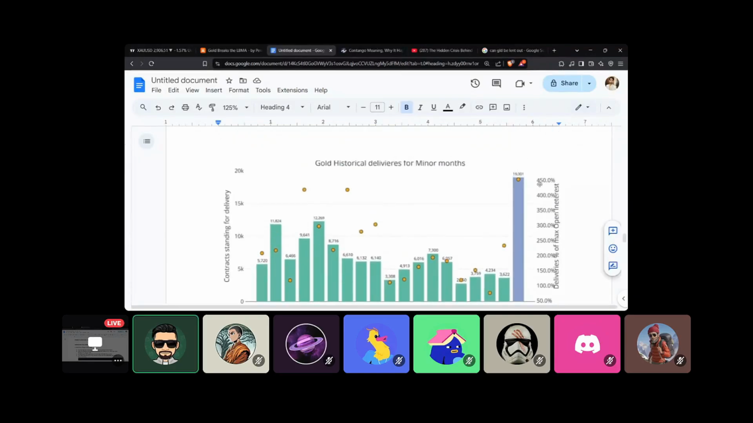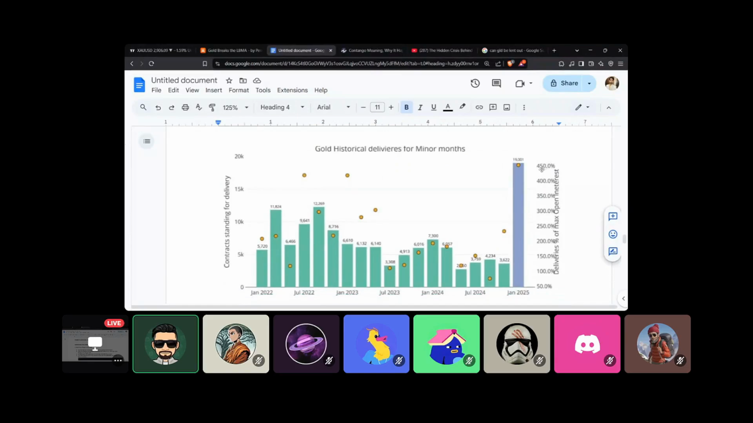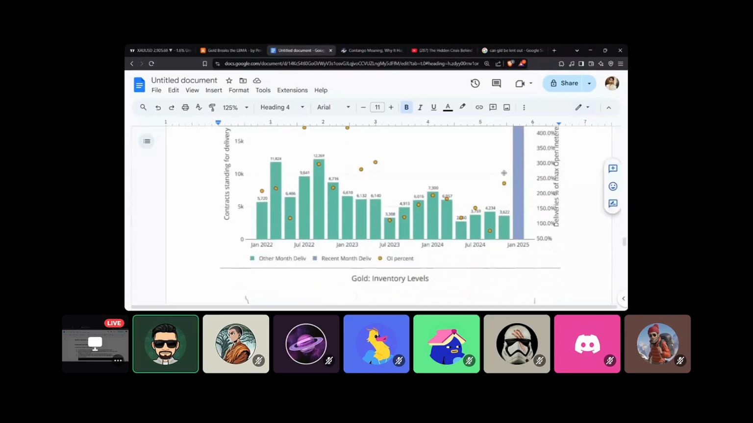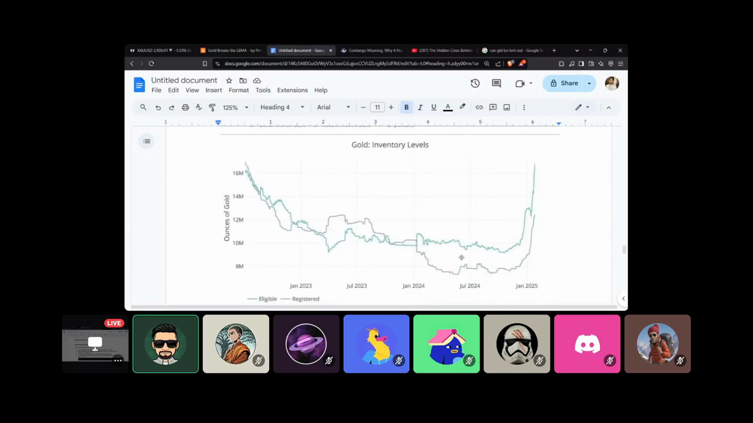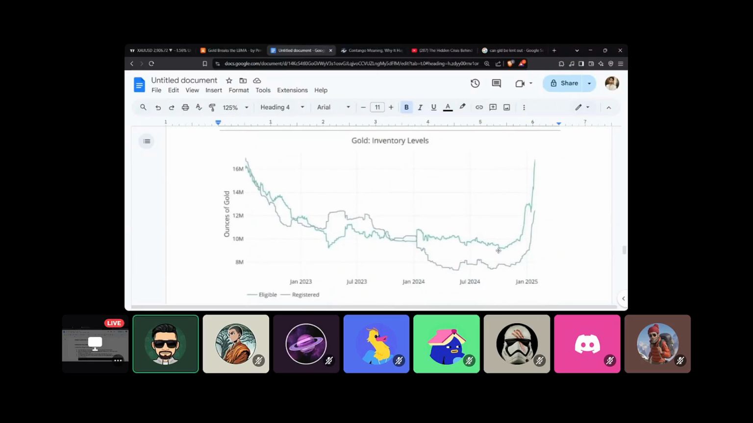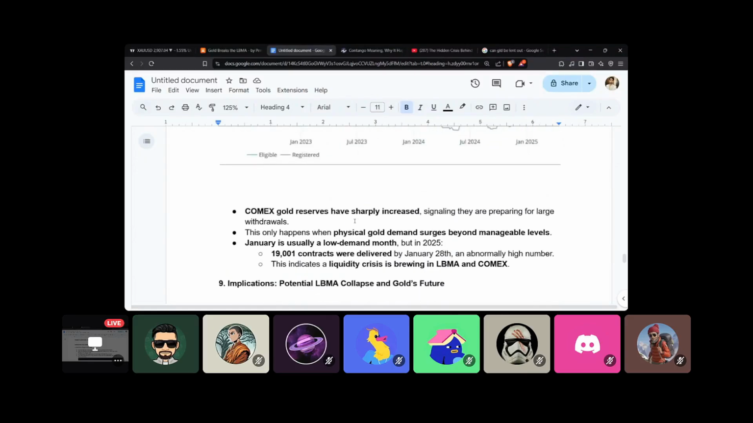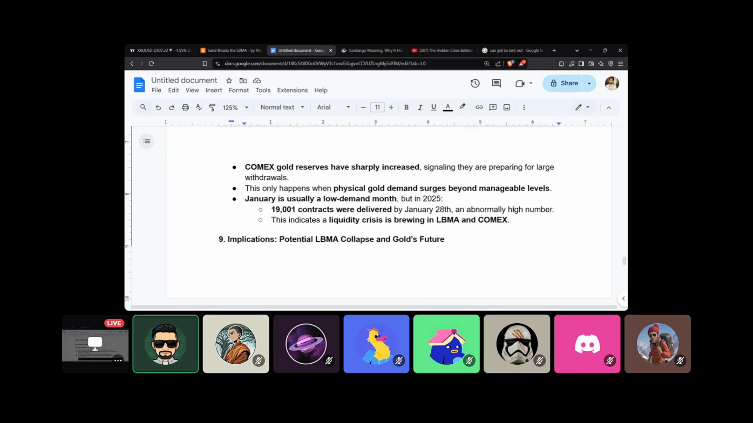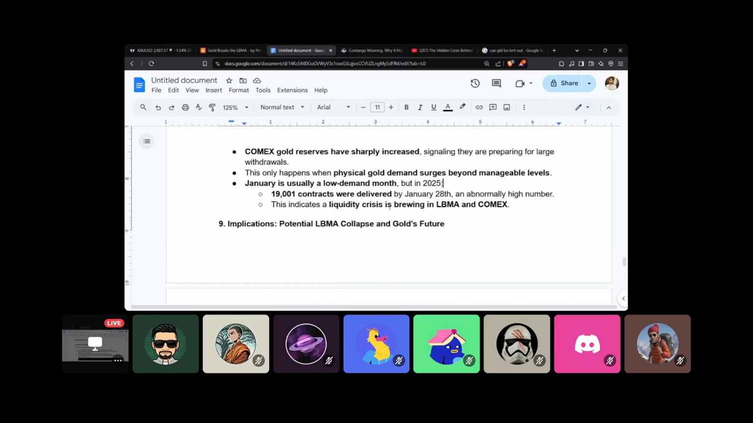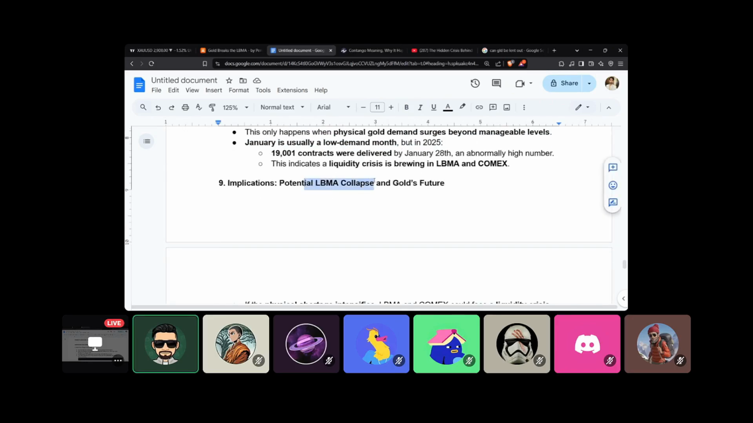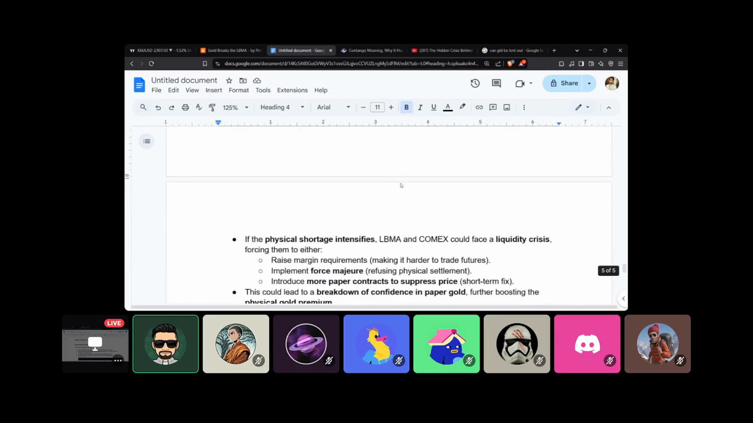This was the image which was mentioned, like 19,000 physically settled contracts are pending. So COMEX is preparing by increasing their reserves to settle the contracts physically. The COMEX gold reserves have sharply increased, signaling they are preparing for larger withdrawals. This only happens when physical gold demand surges beyond manageable levels. So yeah, implications: potential LBMA collapse and gold's future.